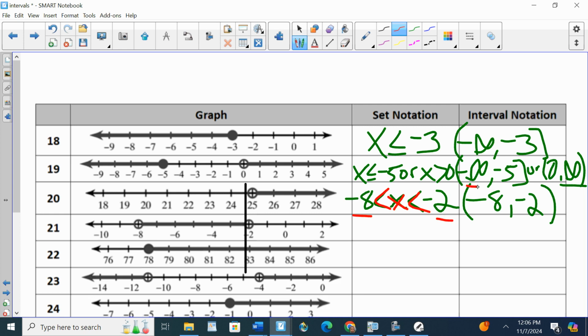If there is an infinity involved, then your x is going to be written first for set notation. That being said, the main thing is if you can just do it in interval notation, just left to right where the graph starts and stops.